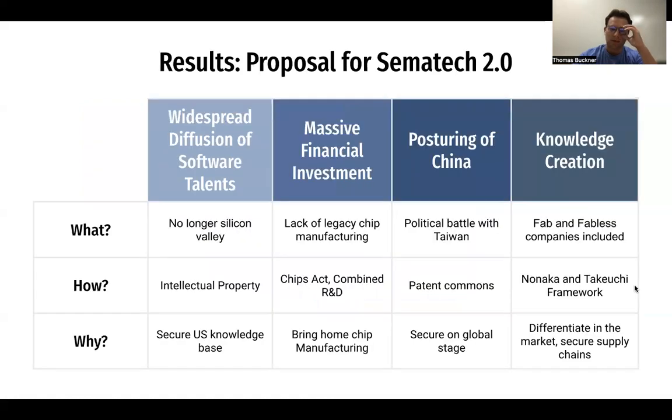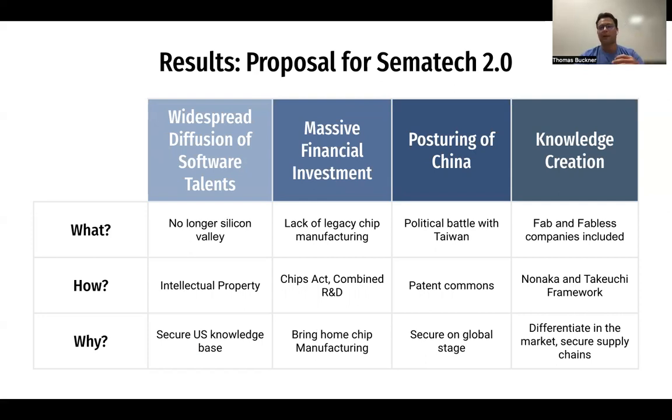My results are basically this proposal for Sematech 2.0, this new consortium. And this is for three main reasons from this research. There's a widespread diffusion of software talents globally. No longer is Silicon Valley the center of the industry itself. And this is also because the US has moved a lot of manufacturing capabilities outside of the US.